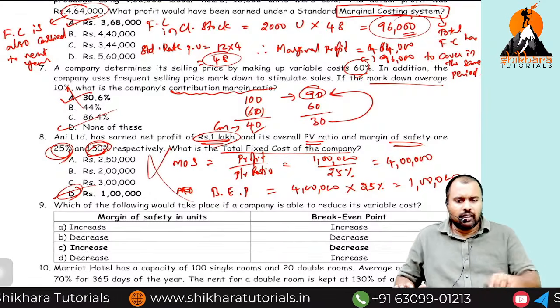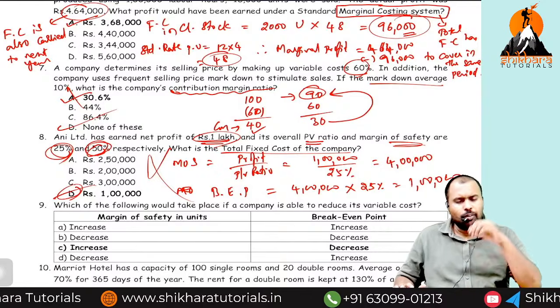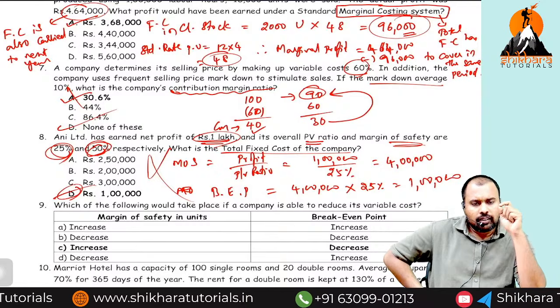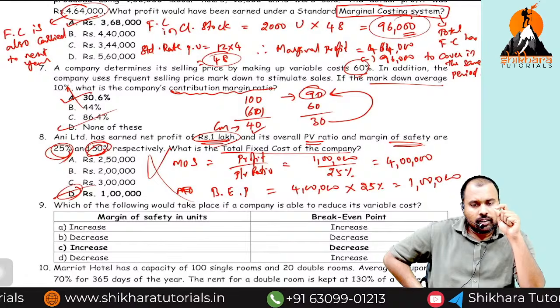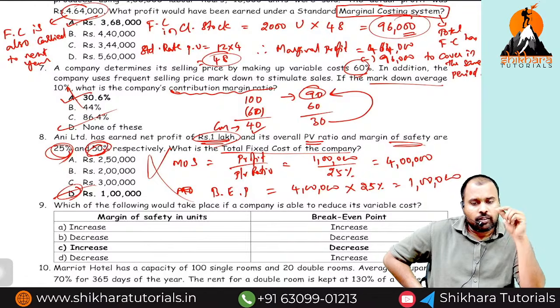A simple logic that as MOS is 50%, sir, what is MOS sales? The sales which gives us profit is called MOS sales.